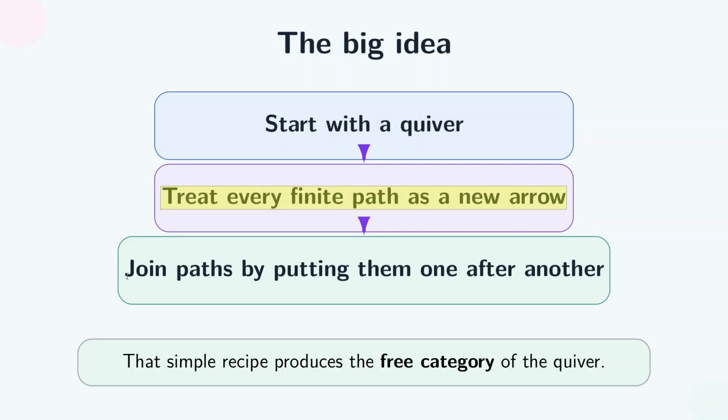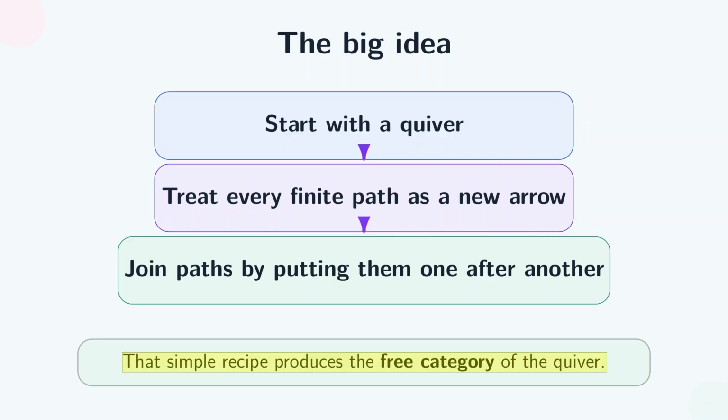Join paths by putting them together in sequence. And from that recipe, the free category appears. This is one of those moments in mathematics where something powerful emerges from a very small shift in viewpoint. We are not adding strange machinery. We are simply deciding to regard paths themselves as the true arrows of a new structure.